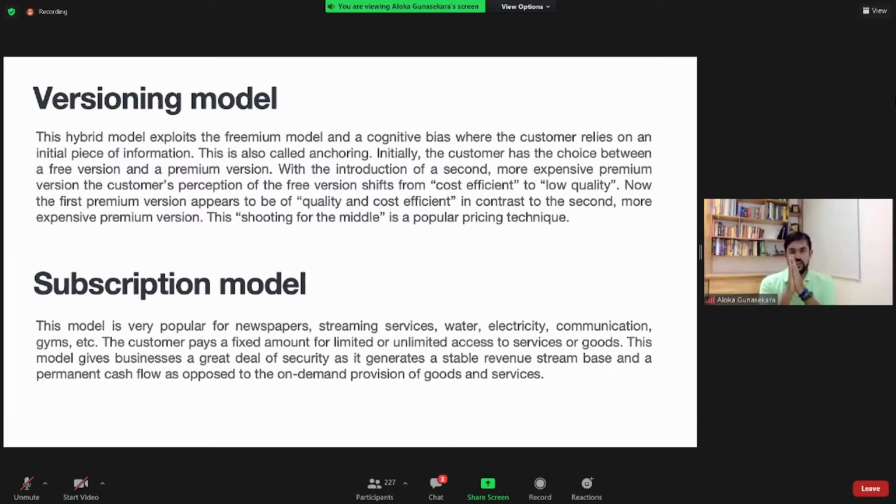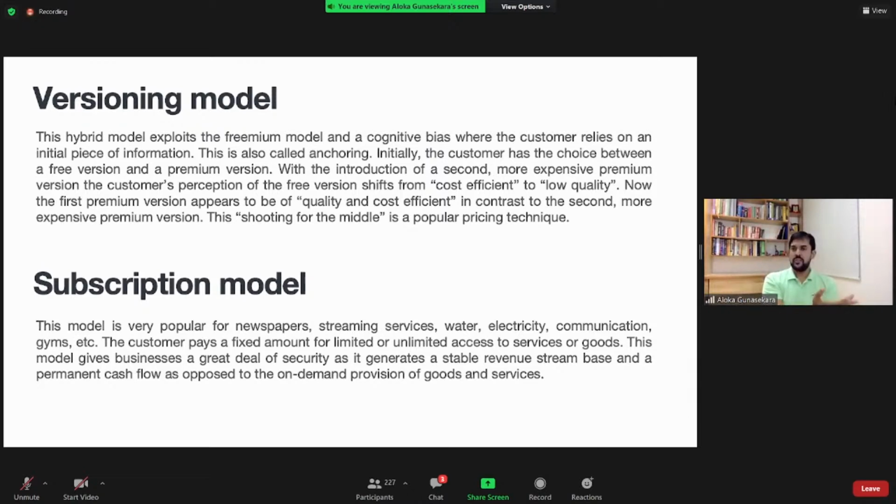Dialog TV is a good example. So you have one version or one package at $7.99, and then if you need a better channel or more channels, you have to pay extra for that, and so on and so forth. So you have different versions at different price points.